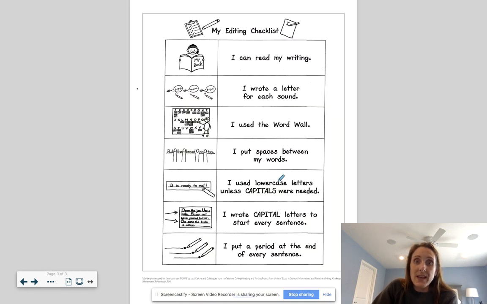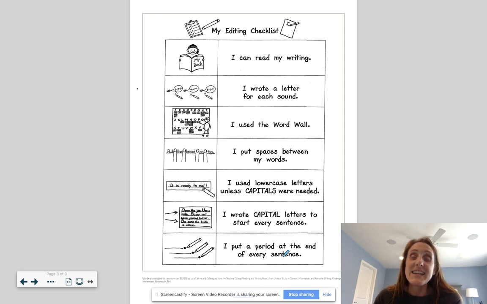I used lowercase letters and less capitals were needed. Well, I did that with the red side. And I wrote capital letters to start every sentence. Yes, I checked that with my red side too. And I put a period at the end of every sentence. Well, I actually used one question mark, but that's okay. I know when I was checking for my capital letters with my red side that I was checking to make sure I had the periods and question marks there as well.